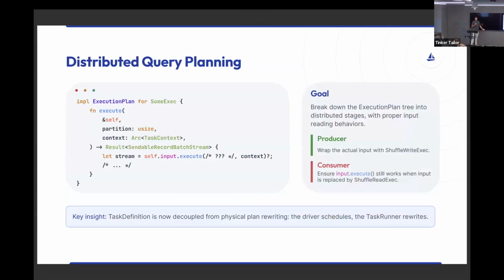Distributed query planning. So this is DataFusion code, and the goal is you want to break down the execution plan tree into distributed stages with proper input reading behaviors. So the producer is going to wrap the actual input with a shuffle write exec. The consumer is going to ensure that execute still works when input is replaced by shuffle read exec.